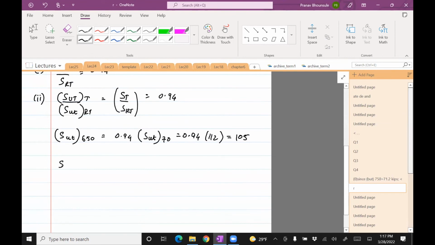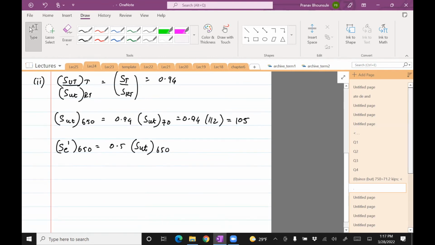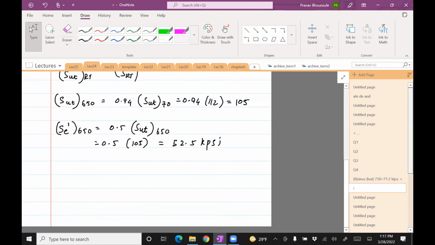Okay, now we can compute SC prime at 650, which is 0.5 SUT at 650. So 0.5 times 105 equals 52.5. Okay, so that knocks down one of those many things we need.